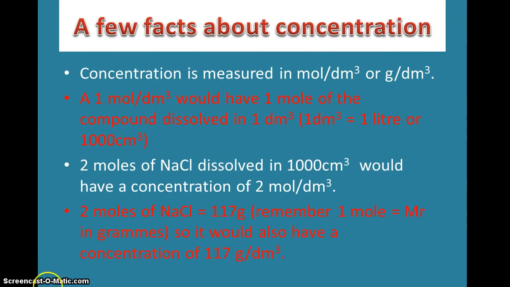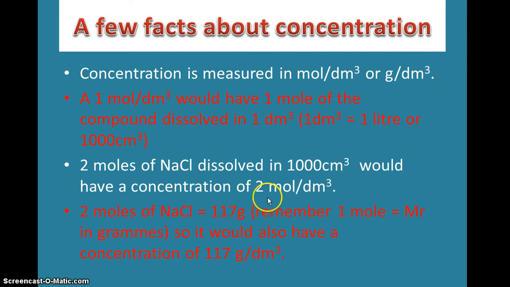First of all, concentration is measured in moles per decimetre cubed, or sometimes grams per decimetre cubed. So what does that mean? Well, a 1 mole per decimetre cubed solution would have a mole of the substance, the compound, dissolved in a decimetre cubed. And a decimetre cubed is equivalent to a litre or 1,000 centimetres cubed. So if we dissolve 2 moles of sodium chloride in 1,000 centimetres cubed or decimetre cubed, that solution will have a concentration of 2 moles per decimetre cubed.